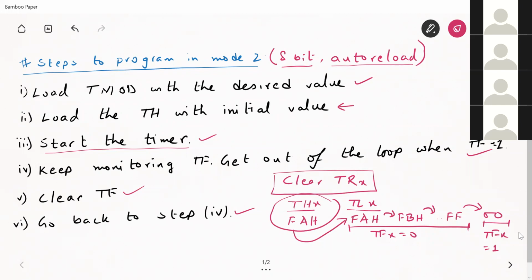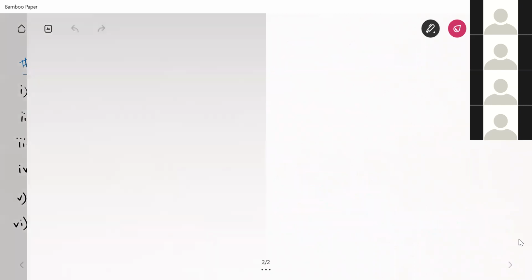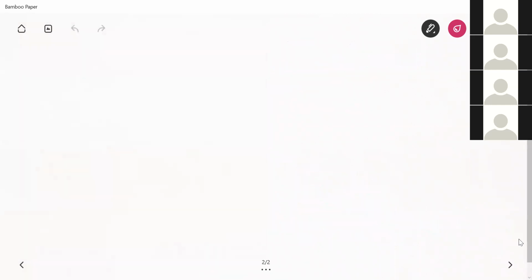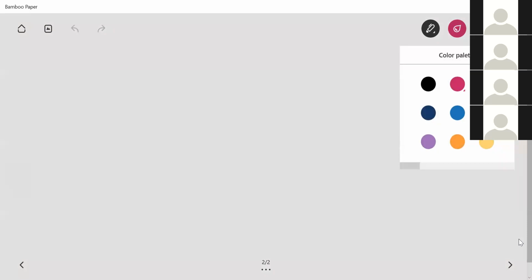I will give you an example after this, but whatever I've said so far, the significance of the 8-bit register and auto reload, I hope you have understood. Yes or no? Yes, sir. Okay, I can see only one of you is responding. I don't know about others. Well, let's keep on going. So the next page. Now let us see an example.